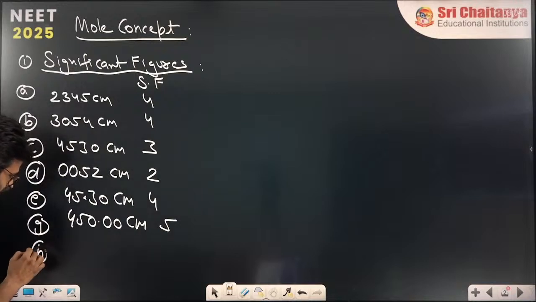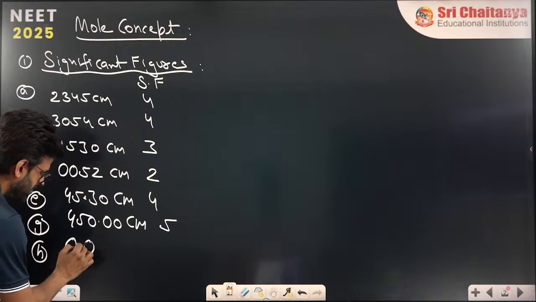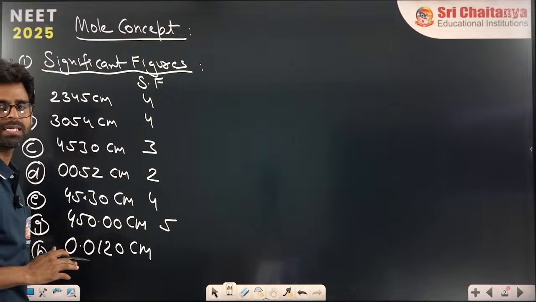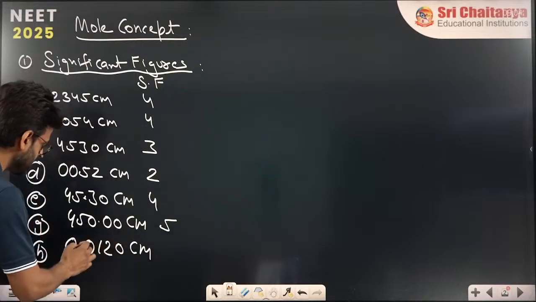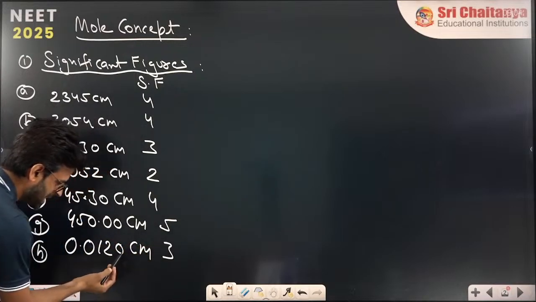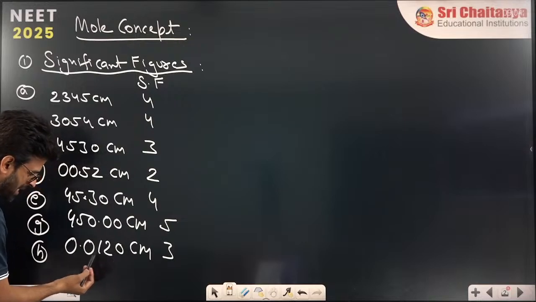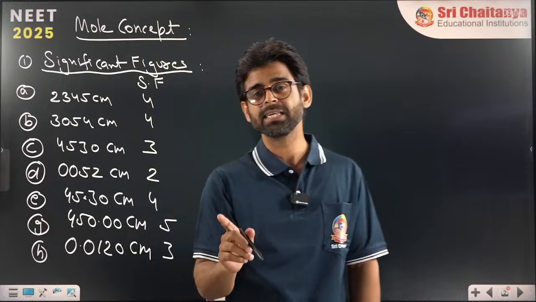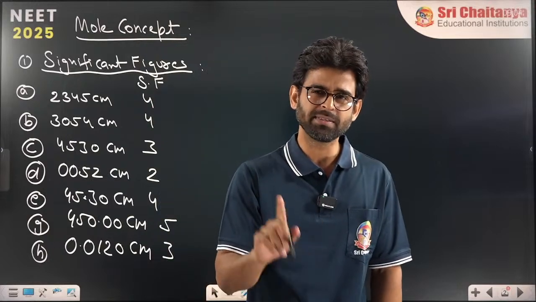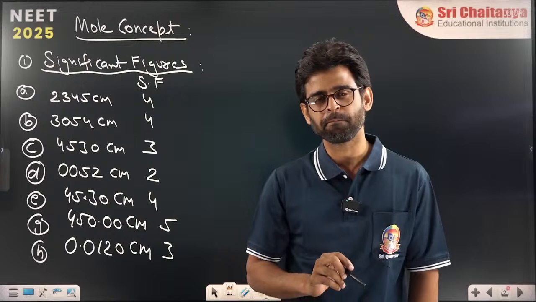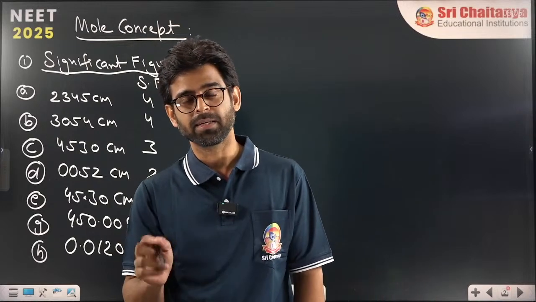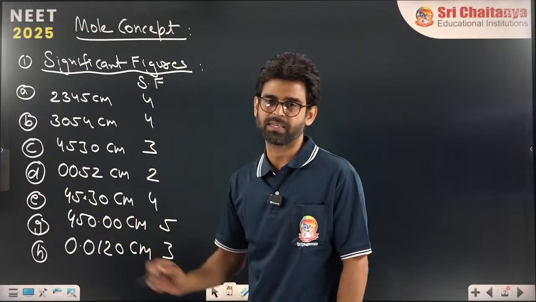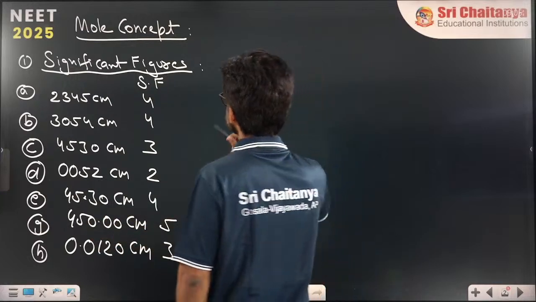Next, even if a decimal is coming, remember left side zeros can never be counted in significant figures. So how many are here? Only 3. Right side is significant, but left side is insignificant. I am saying once again, right side zeros will be significant if a decimal is present anywhere in the given measurement, but left side zeros will never be significant.